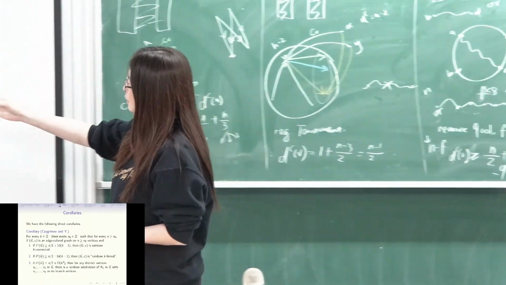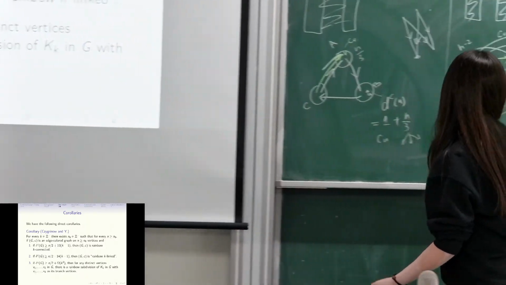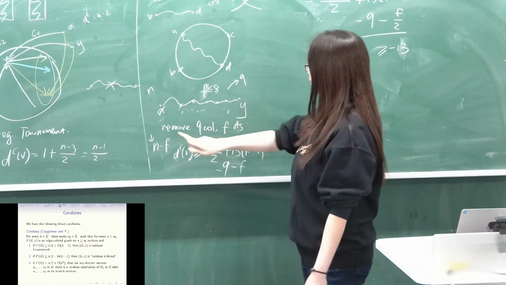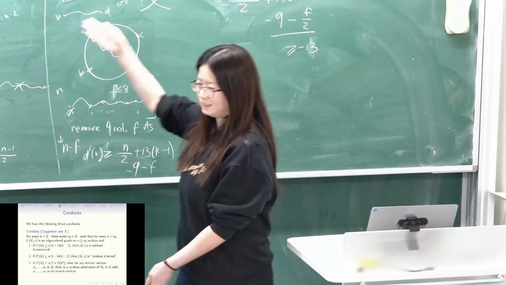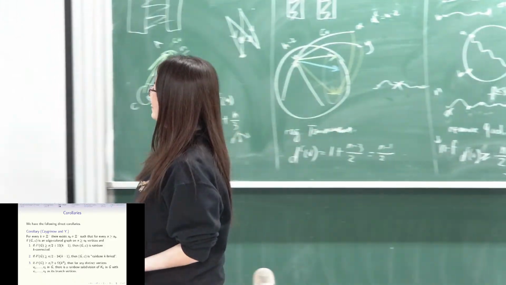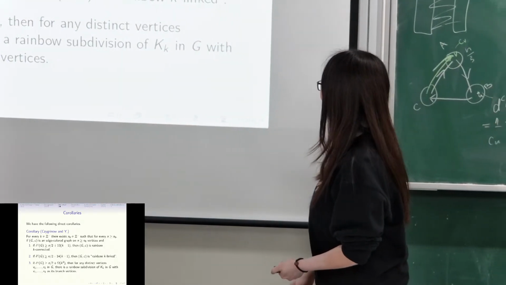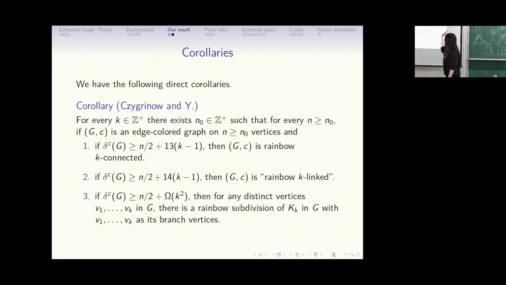And quite similarly for the k-linked case, instead of removing those 8 vertices, I'm also going to throw away x and y. So one more is needed. And here for the subdivision, I'm going to throw away roughly k choose 2 paths. So I'm going to need some k-smart term. So this is some straightforward corollary.